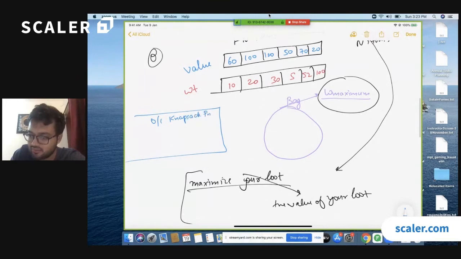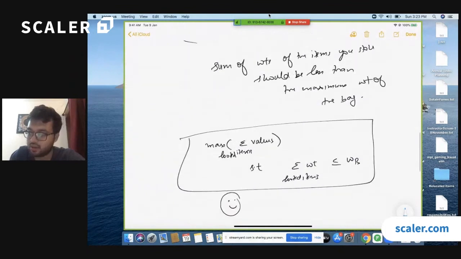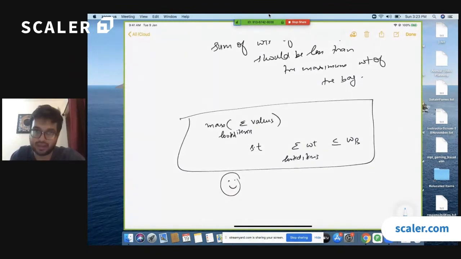What does that mean? That means that you can either pick an item completely or you cannot pick an item at all. So you can either pick an item one time or zero times. That is, either you say I will pick the complete item one time or I will not pick that item at all. I hope this makes sense. Now, can you think about whether a greedy solution will work here? Think about it for a minute.